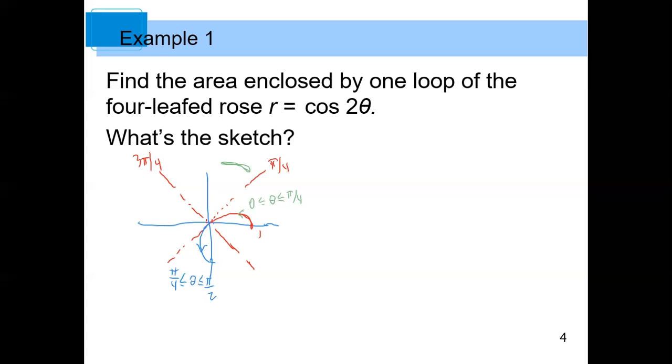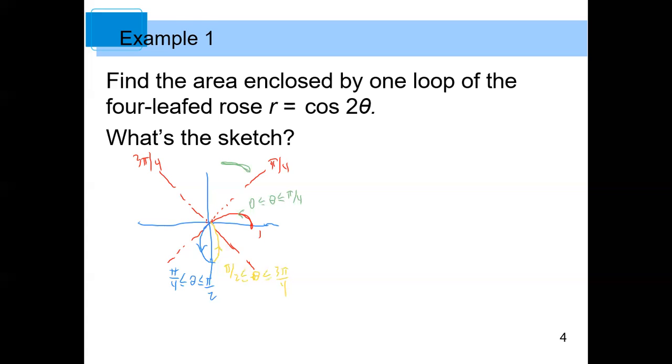Similarly, if I'm between pi over 2 and 3 pi over 4, the cosine of twice that is still negative, so I would flip across into quadrant 4, yeah? And this thing is going to, let me use yellow this time, shrink down like this, okay? So this is going to be from pi over 2 less than or equal to theta less than or equal to 3 pi over 4. I sketch out that portion of the curve, okay?